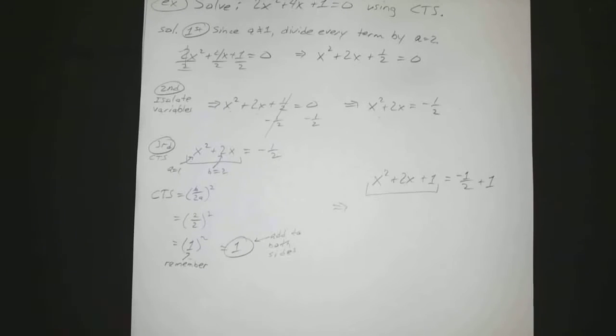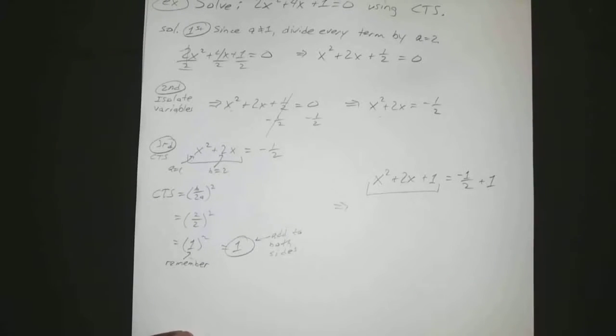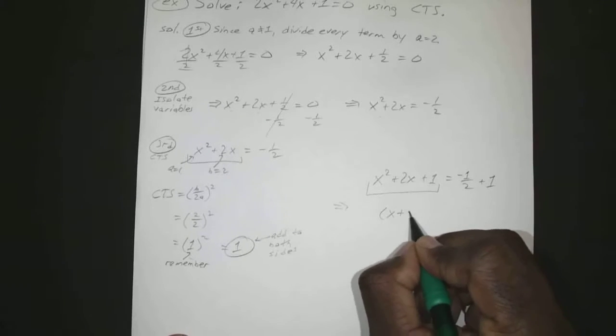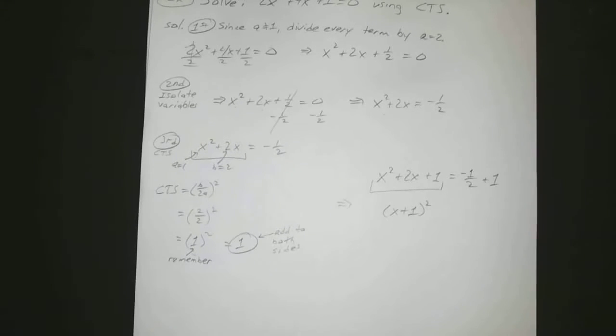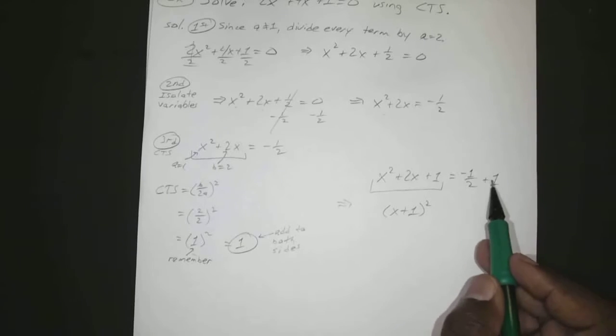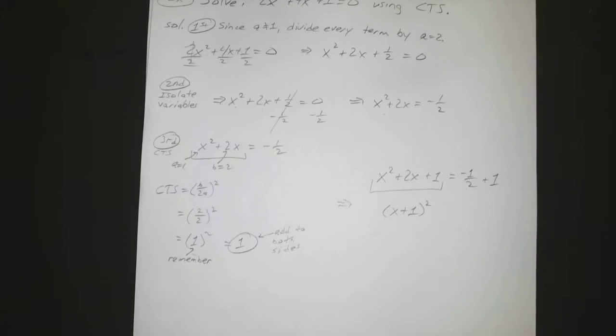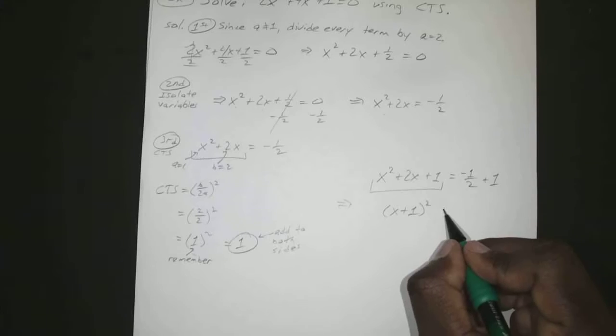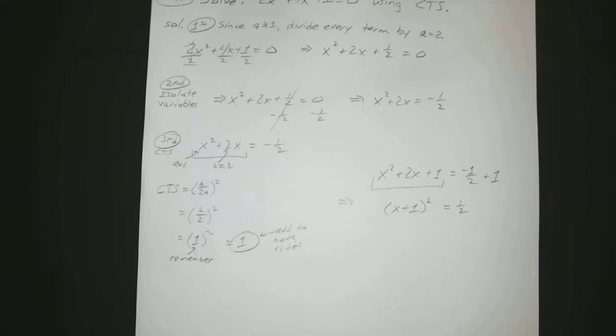About that. So if you go back to this value here, you know it's x plus 1 squared. And negative 1/2 plus 1, or 1 minus 1/2, is just 1/2. Okay. So we have x plus 1 squared equals 1/2.